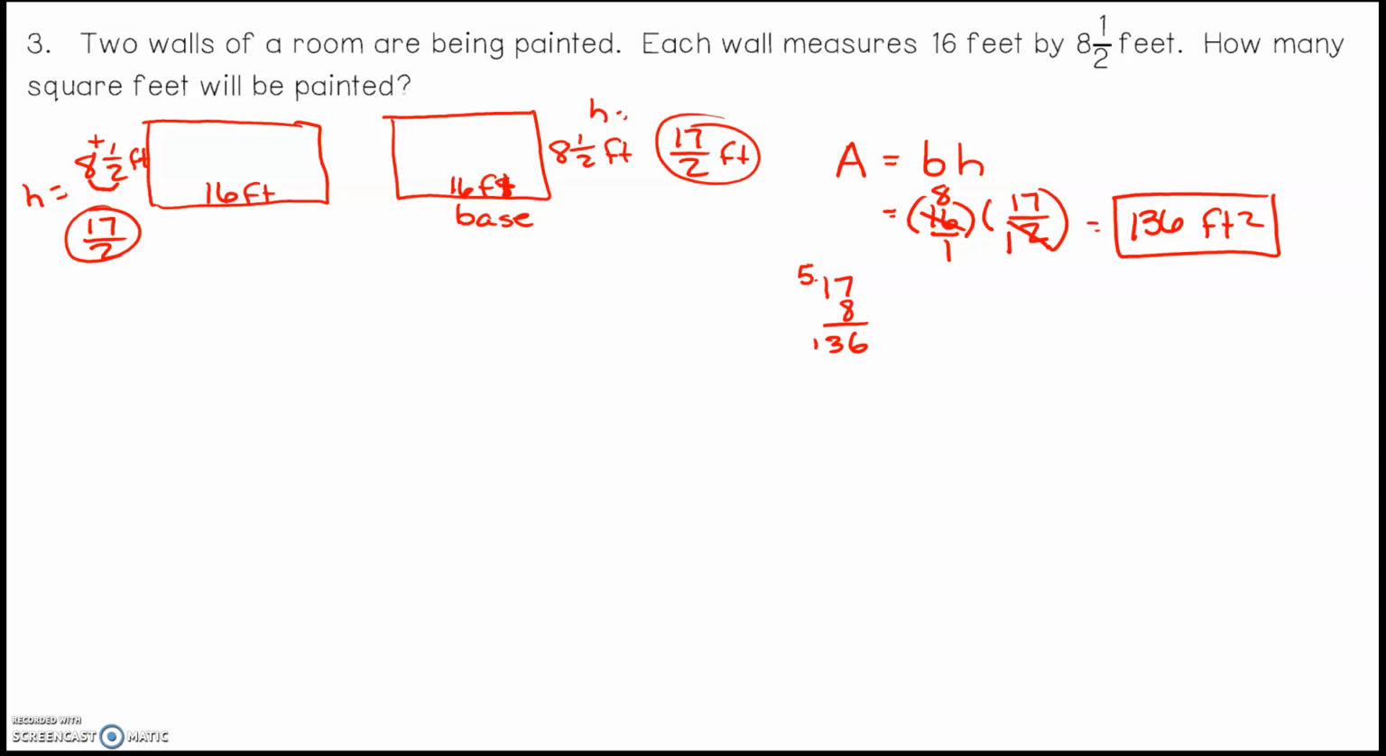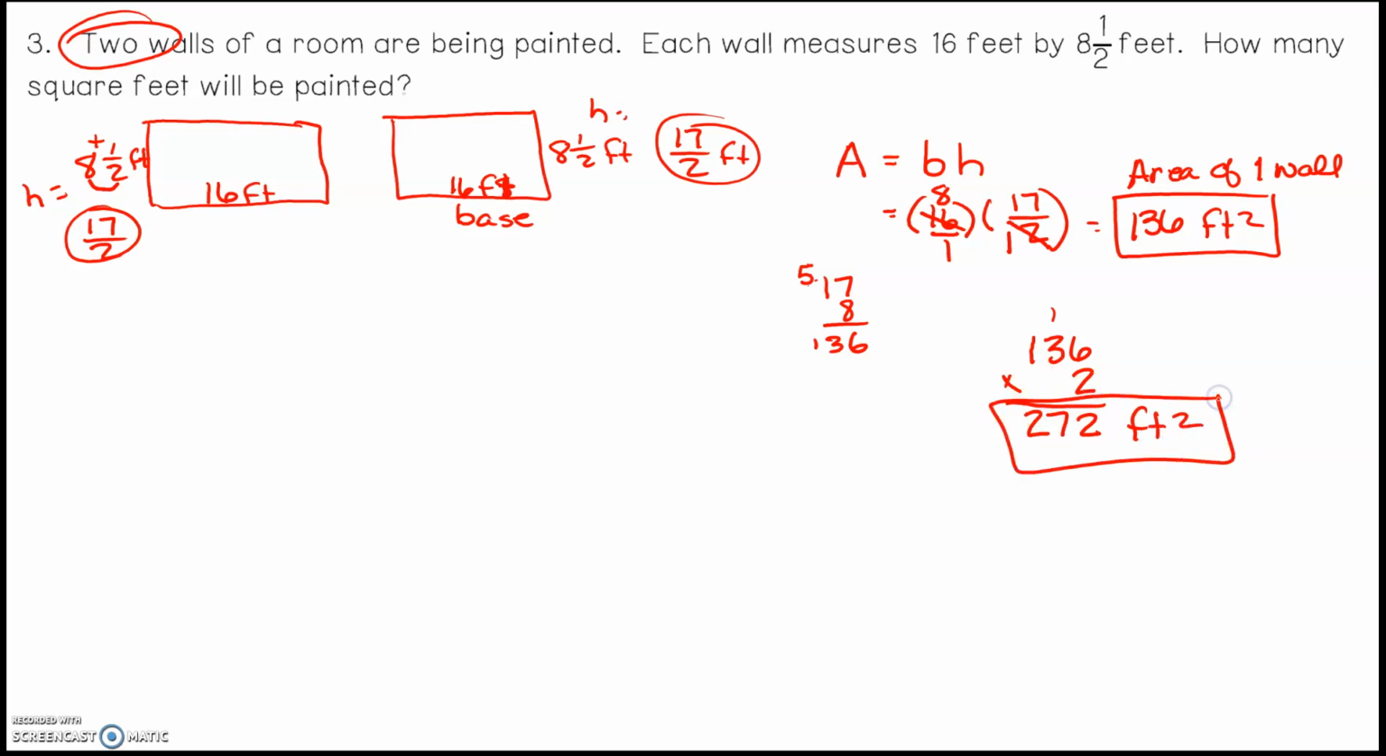But I need to know, this is the area of one wall. But what I need to do is, we're painting 2 walls, so I need to get 2 of these areas. So I need to take that 136 and multiply it by 2, which gives me 272 square feet total that I am painting for both walls.